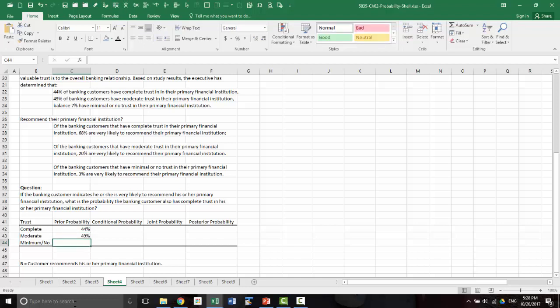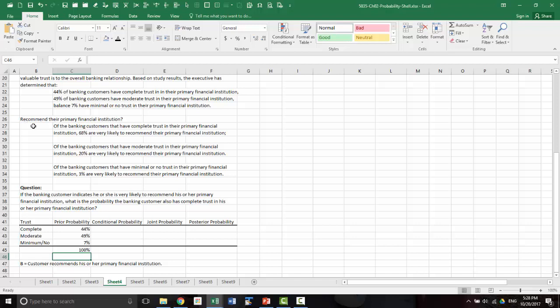49% and 7%. For this to be valid, the sum should be equal to 1. And it is. So 100%, which is 1. So that's good.